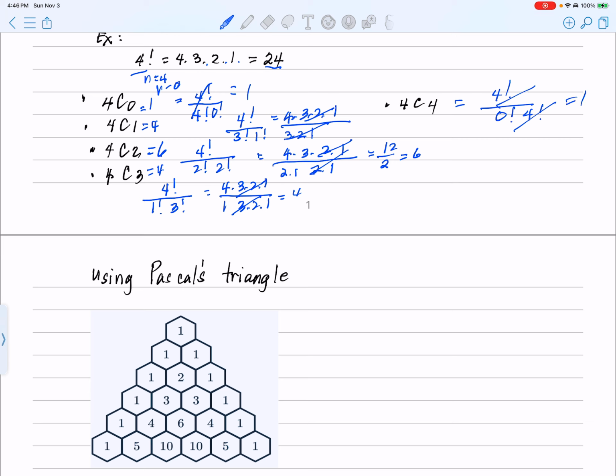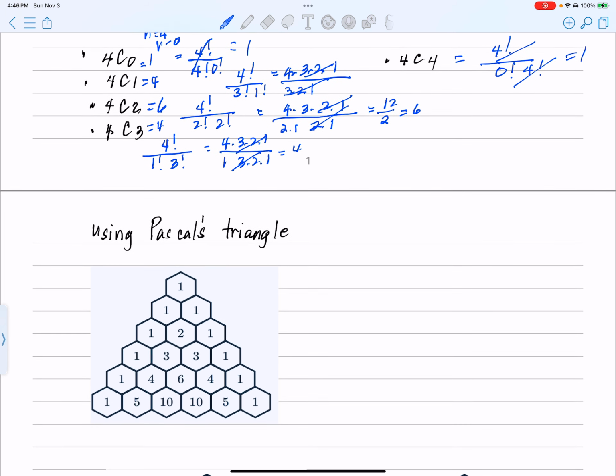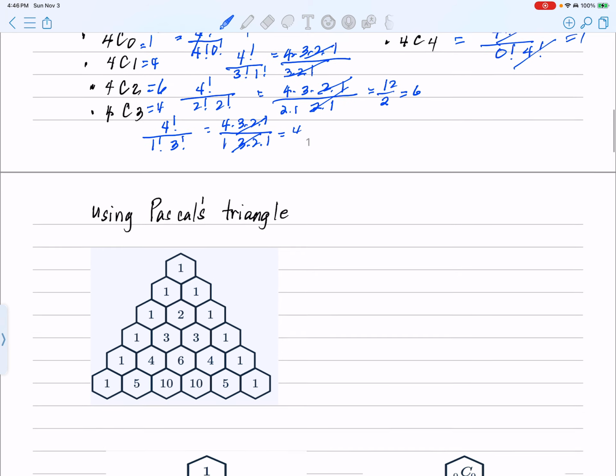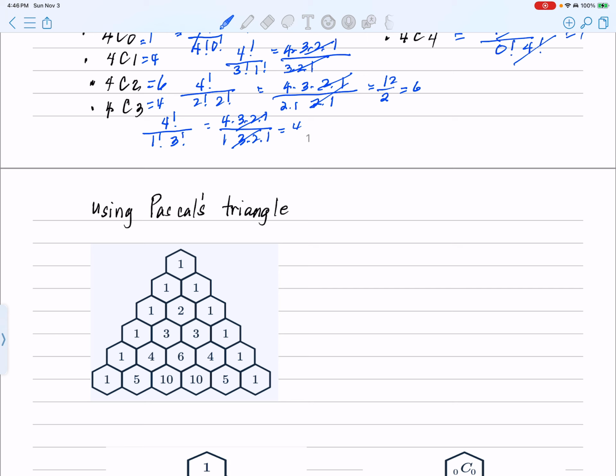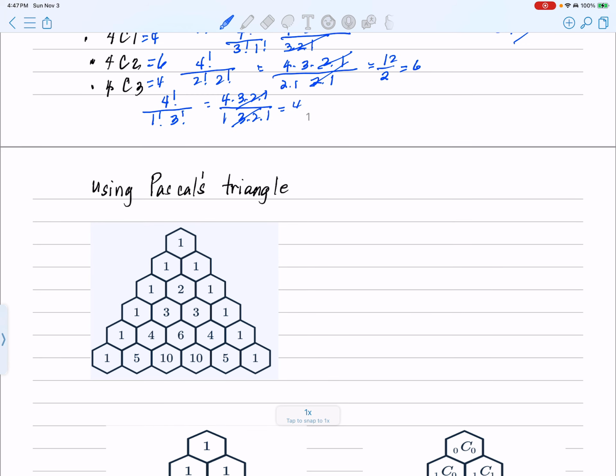Now, let's look at Pascal's triangle. I hope you can remember Pascal's triangle in geometry. So the triangle we're going to explore today was discovered by a French mathematician. His name is Blaise Pascal, in the 17th century.